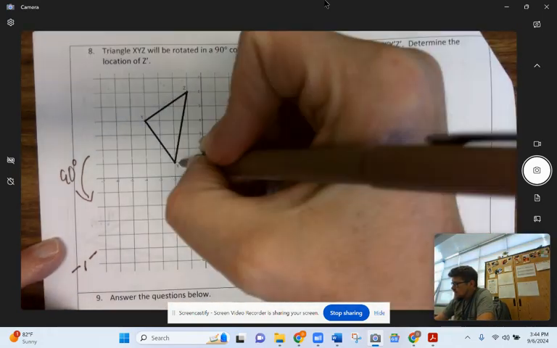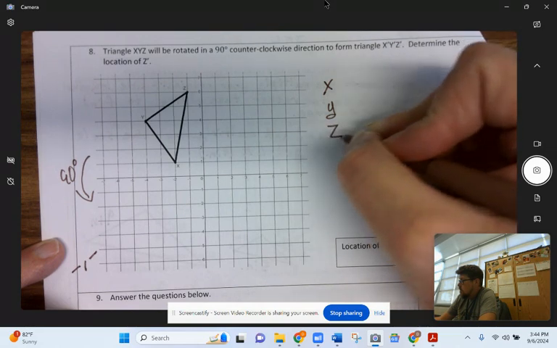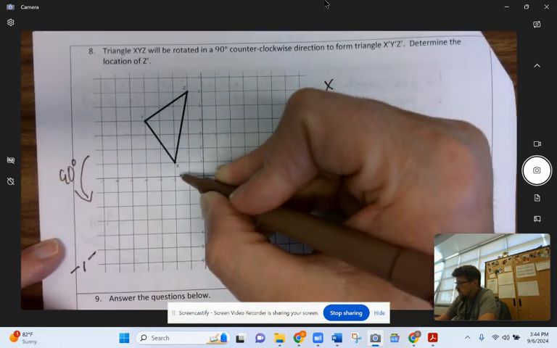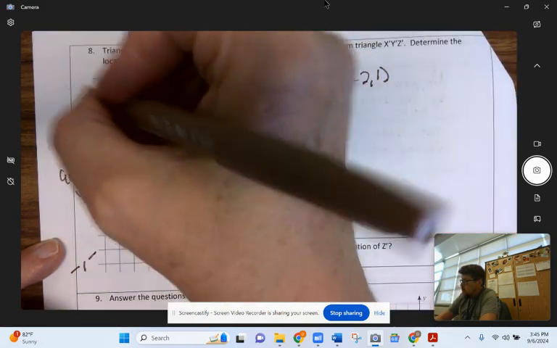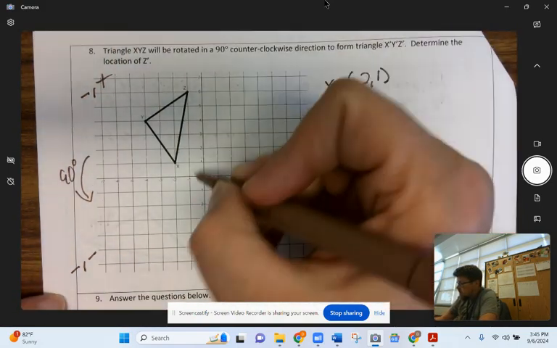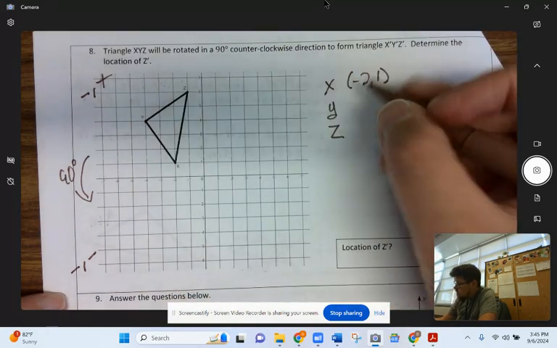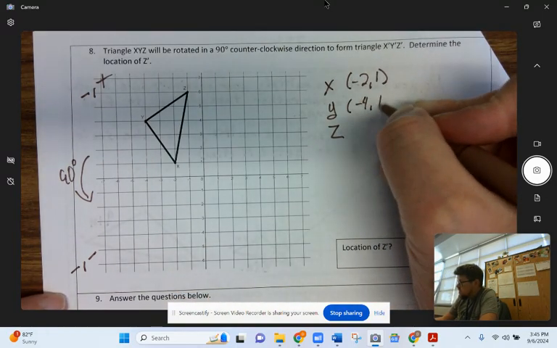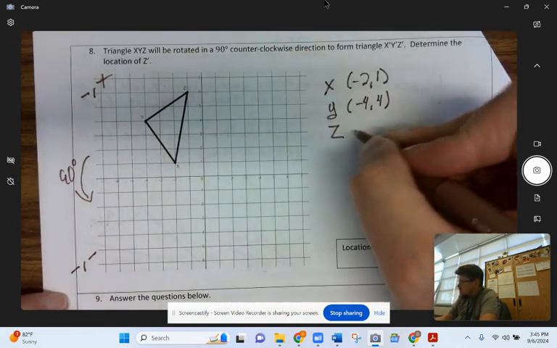So what I'm going to do is I'm going to record the coordinates of x, y, and z. So x is negative 2, 1. Okay, and we know that these are negative and these are positive, right? So that matches right there. Y is negative 4, 4. The x value goes first, the y value goes second, and then z is negative 1, 6.